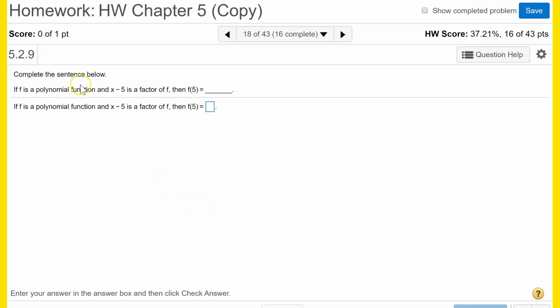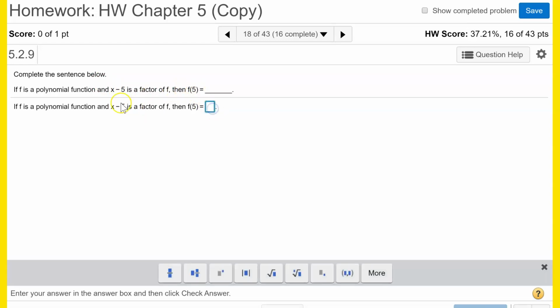This one's easy. If f is a polynomial and x minus 5 is a factor, then f of 5 would be 0, because if you plug in 5 for x, 5 minus 5 is 0.